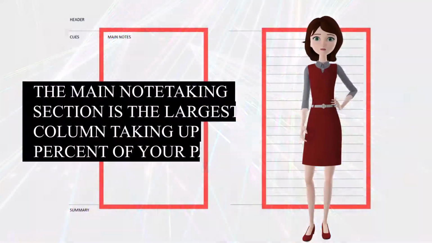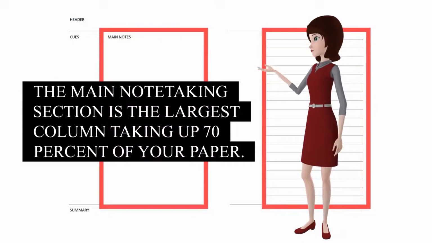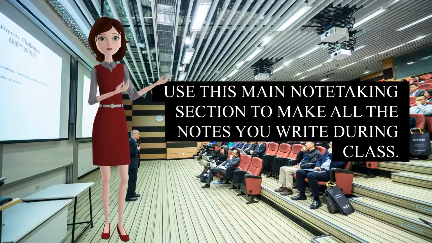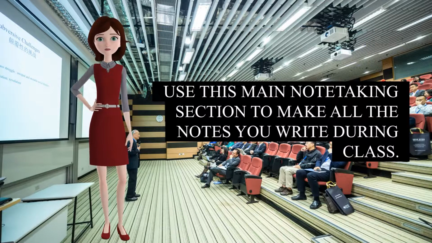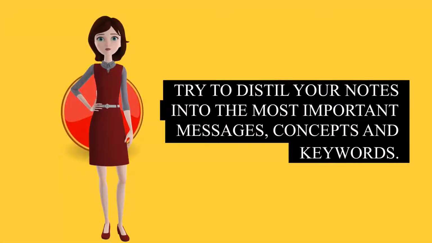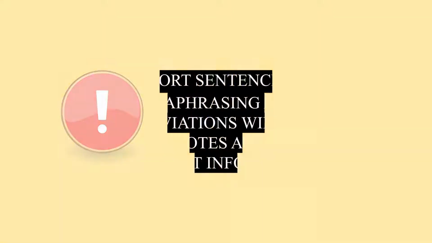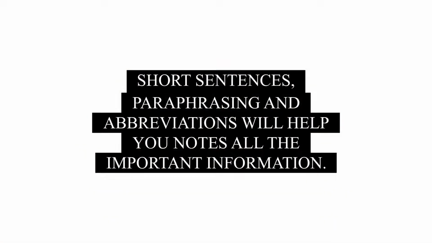The main note-taking section is the largest column, taking up 70% of your paper. Use this main note-taking section to make all the notes you write during class. Try to distill your notes into the most important messages, concepts and keywords. Short sentences, paraphrasing and abbreviations will help you note all the important information.